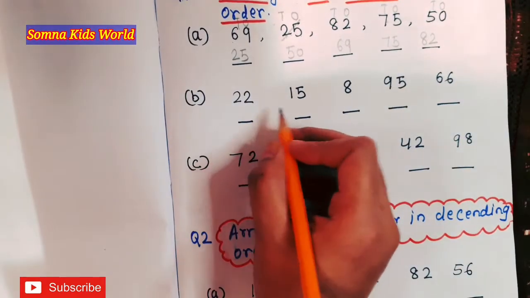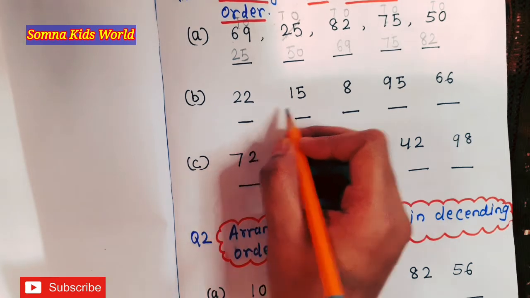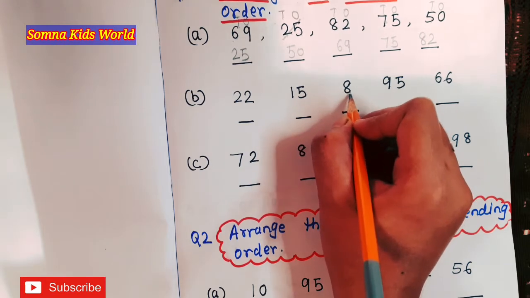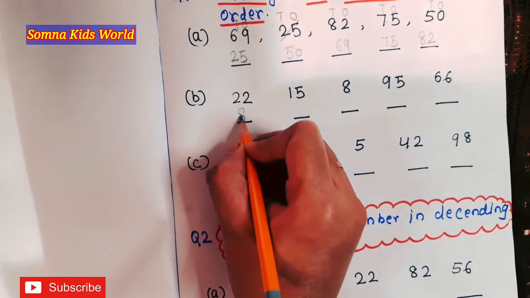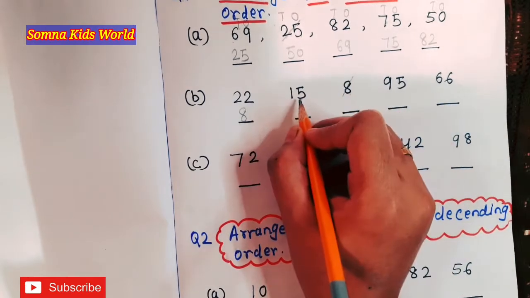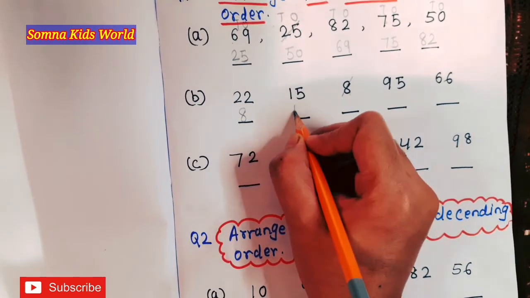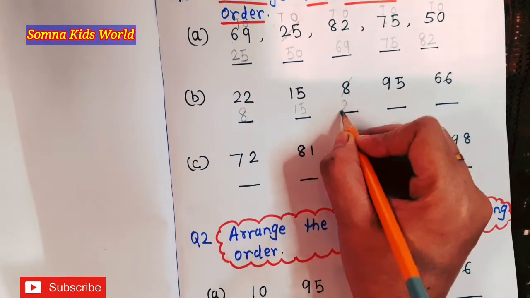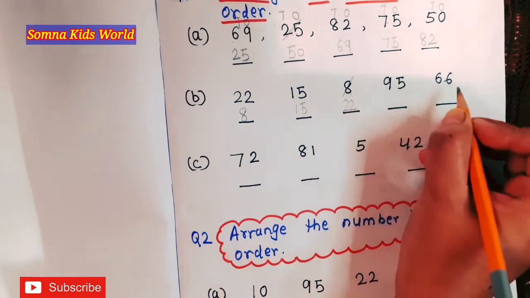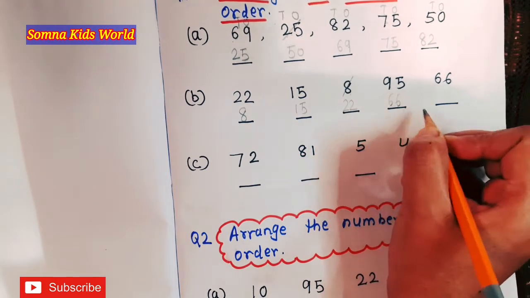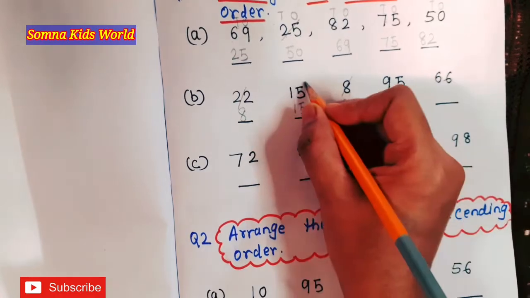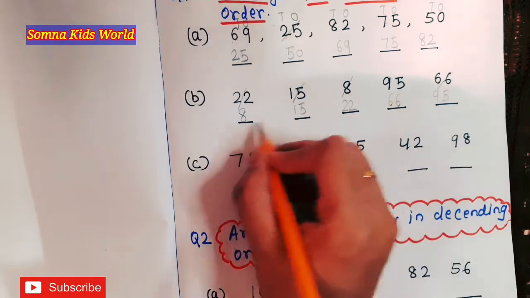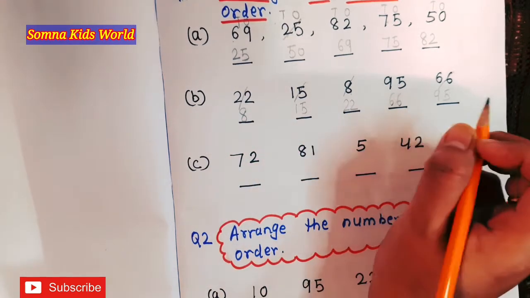Like this, here also we have to see which is the smaller number. You can see that the one digit number is the smallest number. So write 8 first, then cut it. Then after 8 it's number 15. After 15 it's 22. After 22 it's 66. After 66 it's 95. So here also you can see it in ascending order.